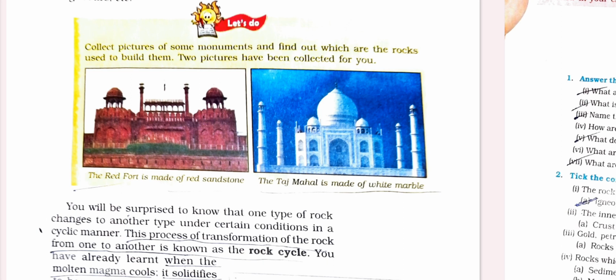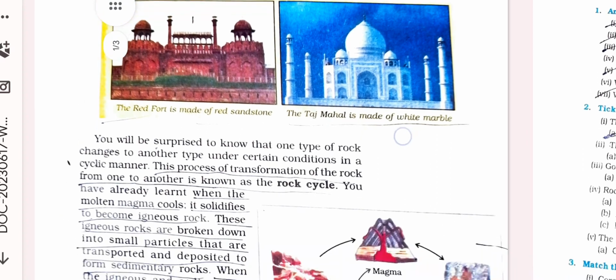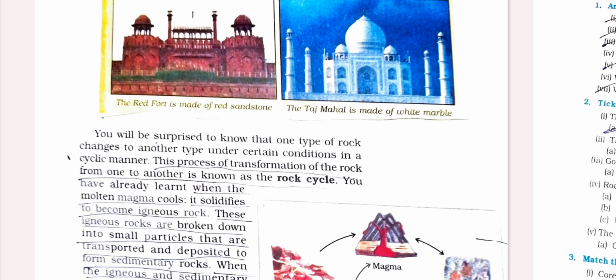Yes, marble is also one type of rock. We have already given an example: limestone is a sedimentary rock, and it changes into marble, which is a metamorphic rock. You will be surprised to know that one type of rock changes to another type under certain conditions in a cyclic manner.